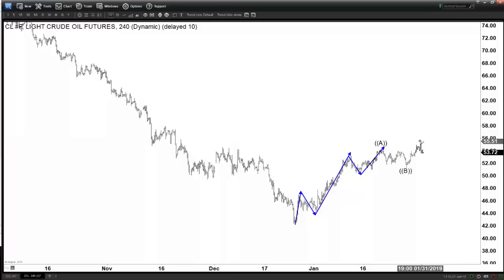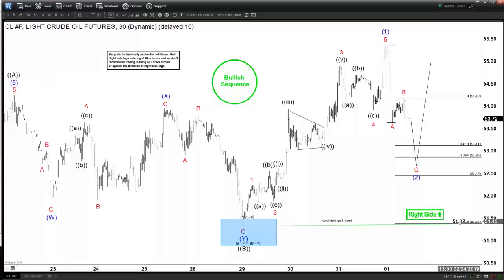Now what will be the alternate? Can oil break below $51.37? And the answer is yes, it can. So trading is all about probability, and every single situation, every single condition always has an alternate view. It's just a matter of ranking which one is more probable than the others.